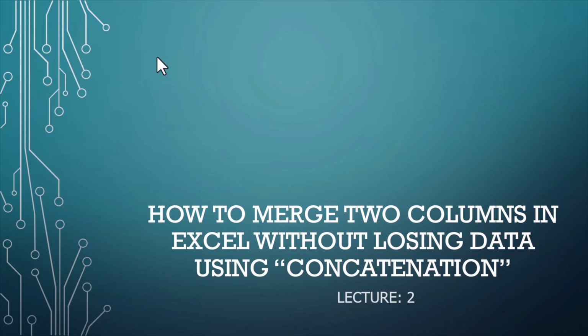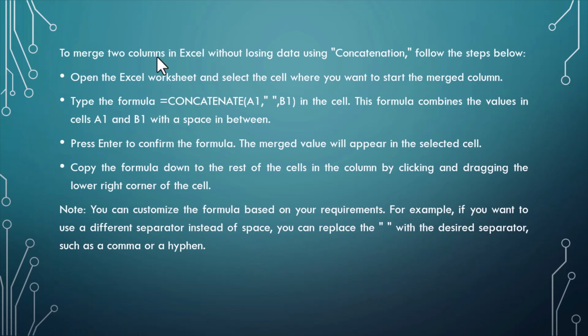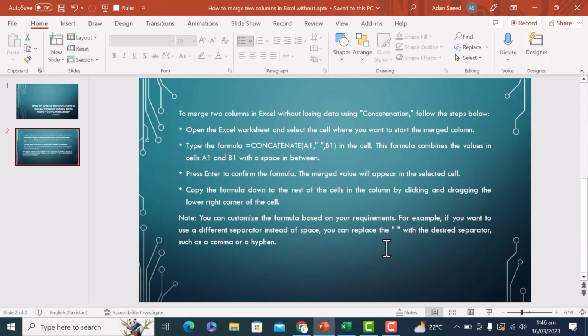In this lecture, we will see how to merge two columns in Excel without losing data using concatenation or concat. For that, we need to follow some steps. We will see these steps after doing it practically. First of all, let's do it practically and then we will see it one by one. So for that, we need to go to Excel.